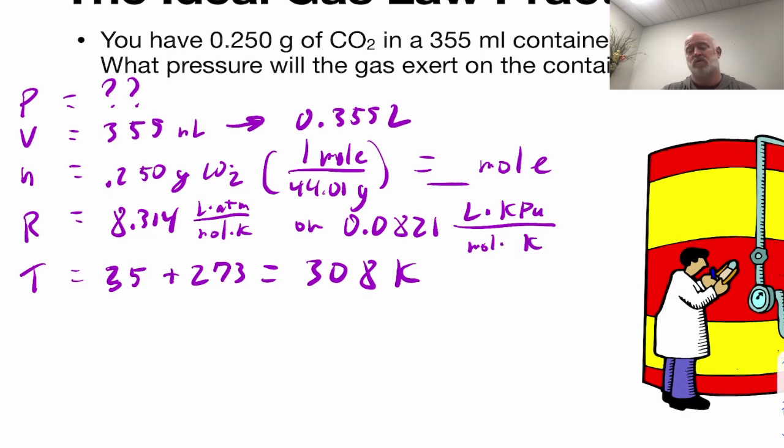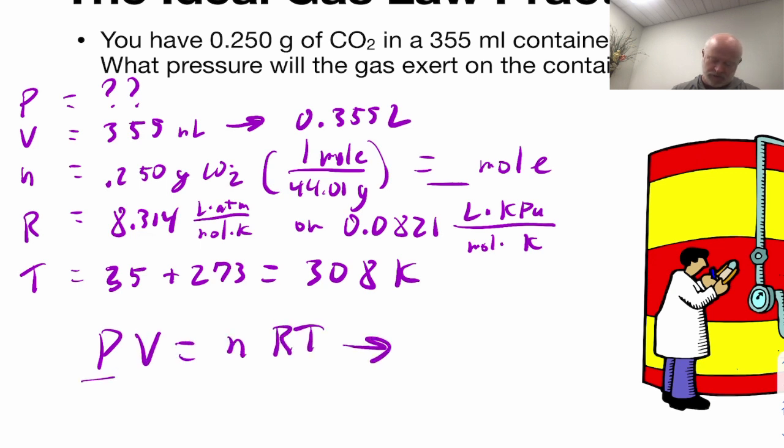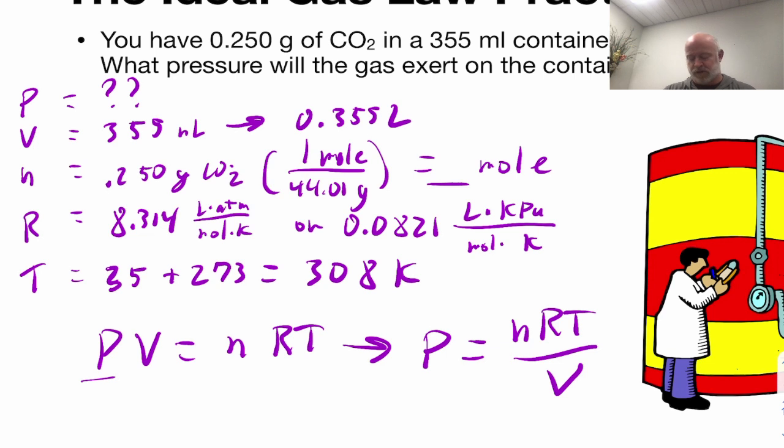Either one of those will work, okay? But notice, we've done a lot of work and a lot of math before we even put this into our equation for pressure. So PV equals nRT. I'm solving for P, so I'm going to rearrange that and say that P is equal to nRT over V. And now I just need to plug my numbers in and solve this.